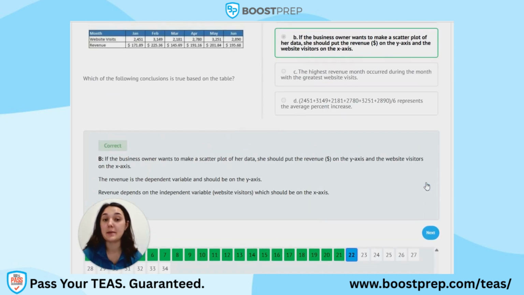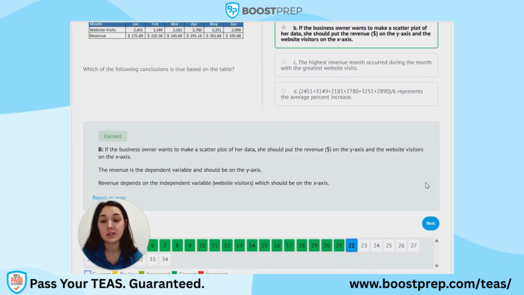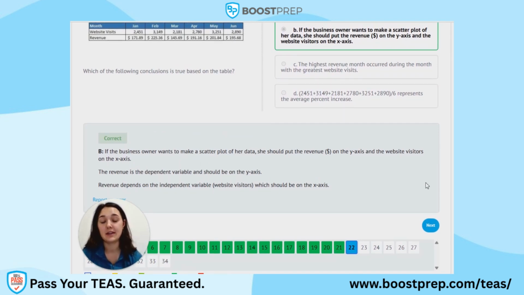The correct answer is B. If the business owner wants to make a scatter plot of the data, she should put revenue money on the Y and the website visitors on the X. The revenue is the dependent variable, which should be on the Y-axis. Revenue depends on the independent variable, which is website visitors, so that should be on the X.